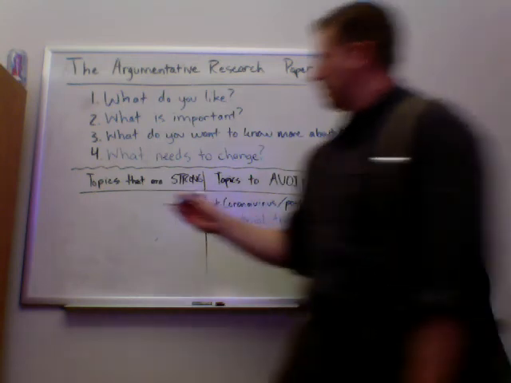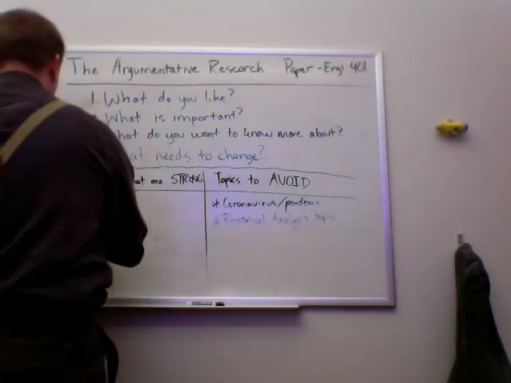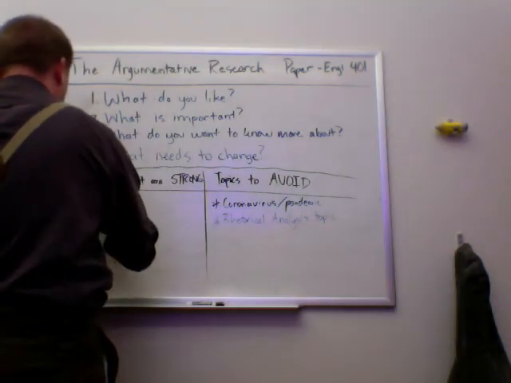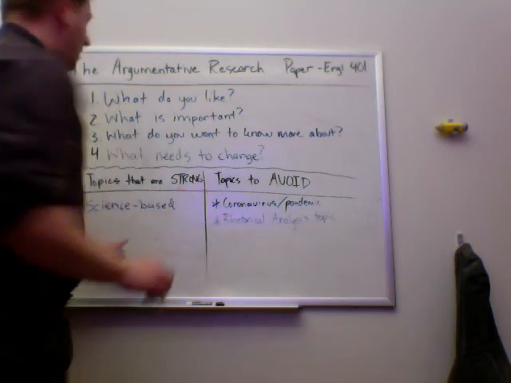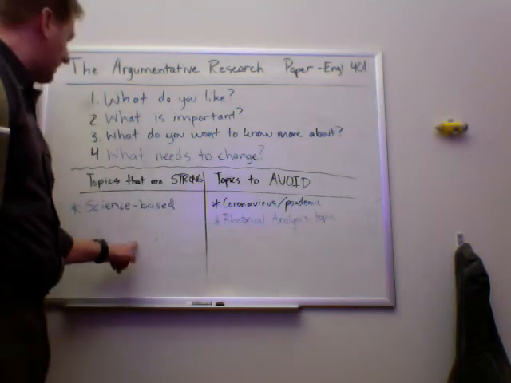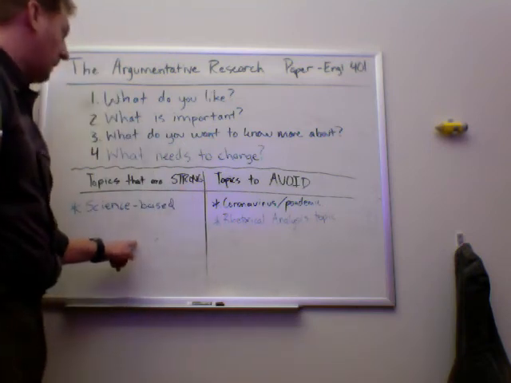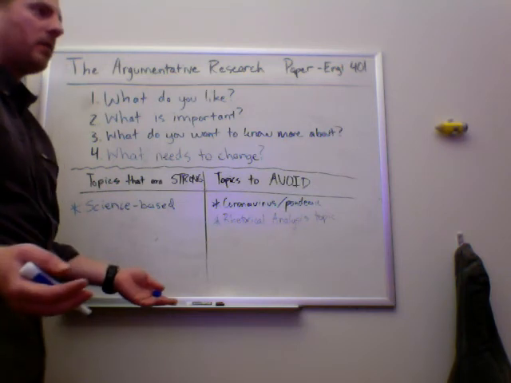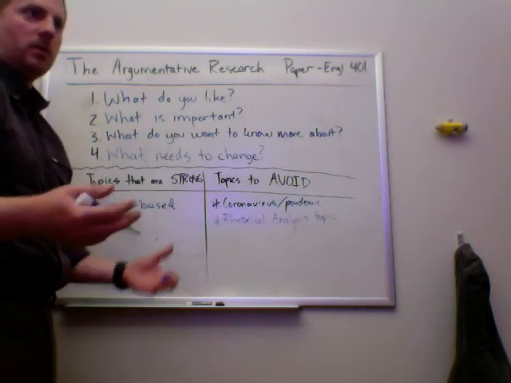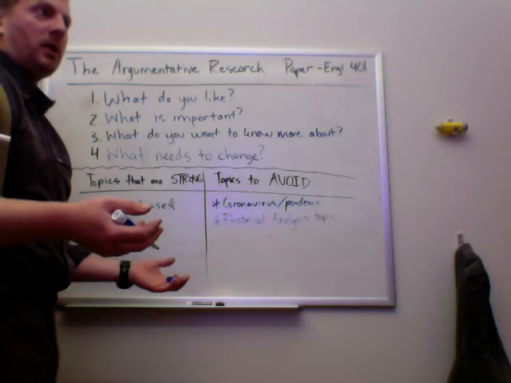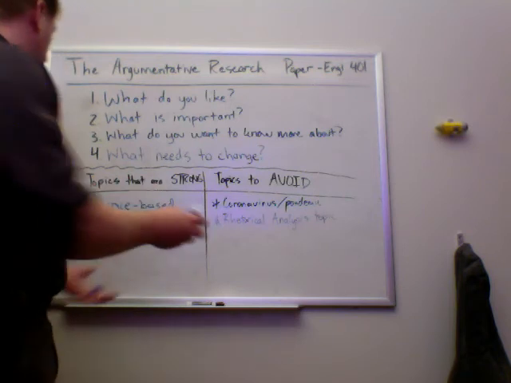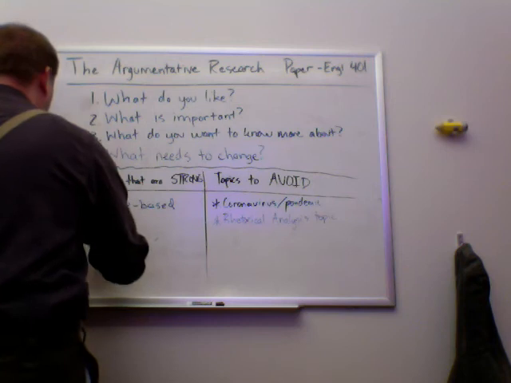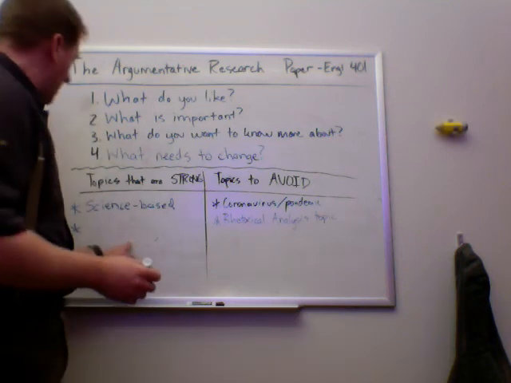That's okay. Topics that are strong include anything that's science-based. You're just going to be able to find a lot of resources if it's science-based. So anything about the environment, anything about what's happening with animals. But yeah, anything that you're going to be able to find lots of information about.